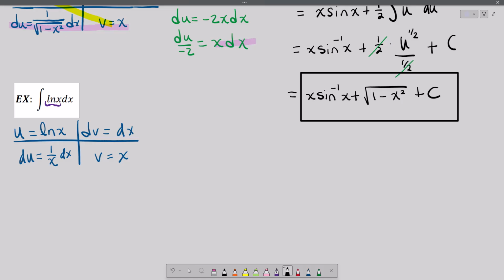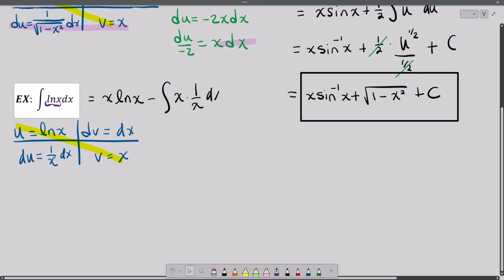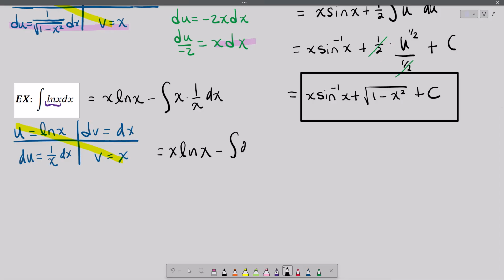So now we do uv minus integral v du, ultraviolet voodoo. So uv, once again, it's always the diagonal right here, uv. So x ln x, minus the integral of v du. So there's v, there's du. Oh, we get some cancellation there. So we have x ln x minus the integral of dx. Right, x over x is 1.